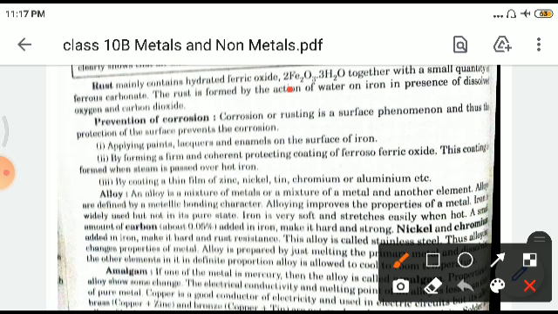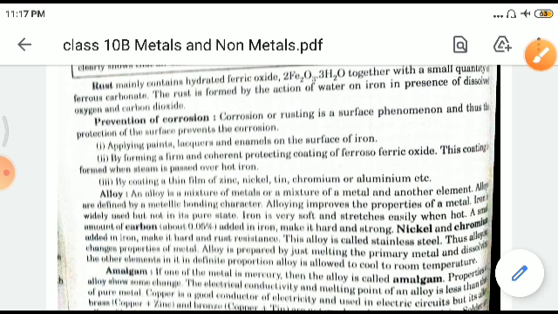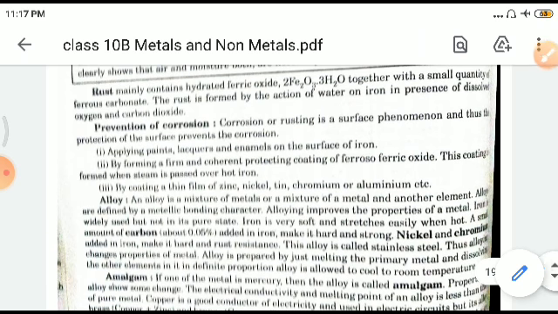Now we come to rust. See, this is the formula of rust. You need to remember it. Write this formula: 2Fe2O3·3H2O, right, with a small quantity of ferrous carbonate. Now, prevention of corrosion can be done. Corrosion or rusting is a surface phenomenon, and thus it can be prevented by applying paints or enamels, also by forming a firm and coherent protective coating of ferrous oxide, and third, by coating a film of zinc, nickel, tin, chromium or aluminium.